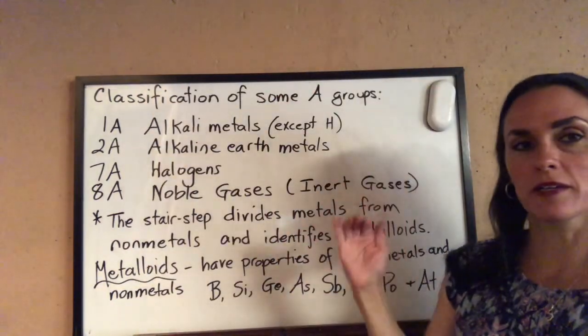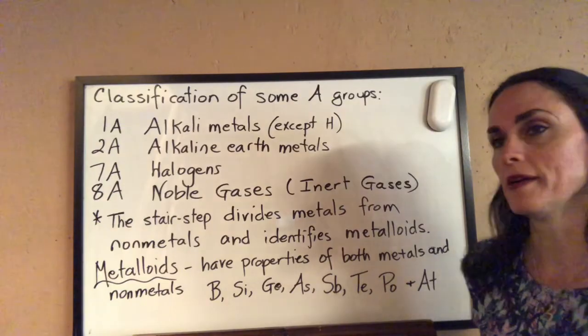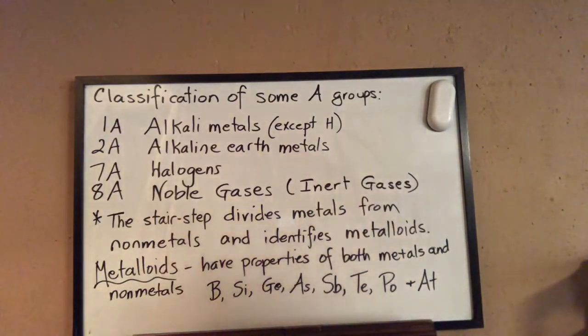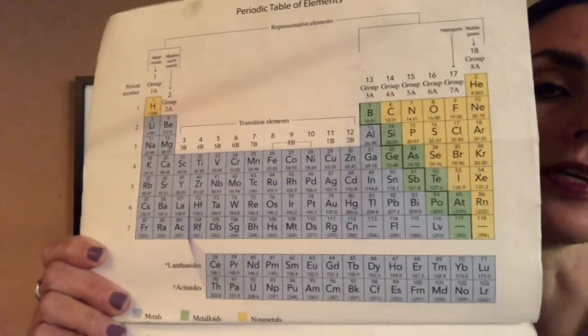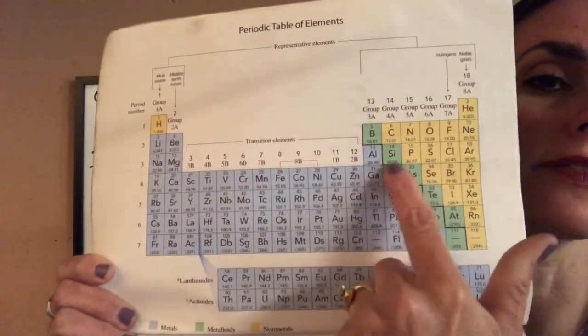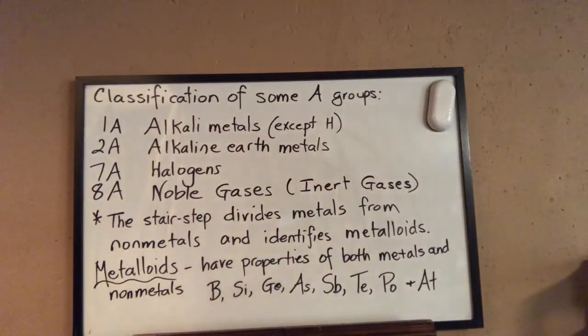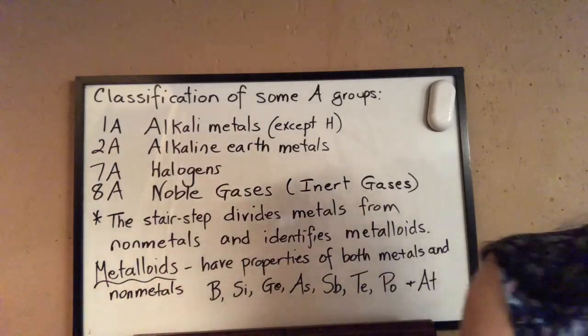You have this stair step dividing metals from non-metals. And it's easy to see on a color-coded periodic table, like the one in your book. The one in your book is color-coded, and you see the bold stair step here. But you may not always have a color-coded periodic table.